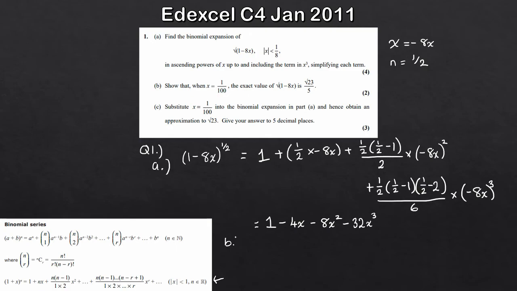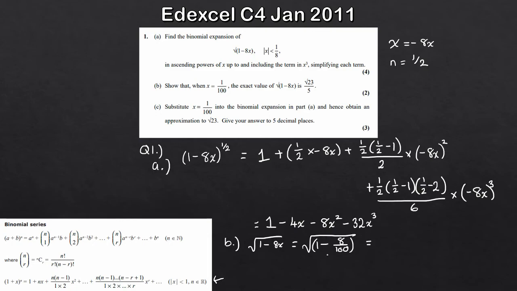So if we work out part B now, we want to show that when x is 1 over 100, the exact value of the square root of 1 minus 8x is root 23 over 5. So what we're doing then is we're using the square root of 1 minus 8x. But don't forget we're using the fact that x is 1 over 100. So what does that look like? Well, that's going to be the square root of 1 minus 8 times 1 over 100, so 8 over 100. So that's that part there.